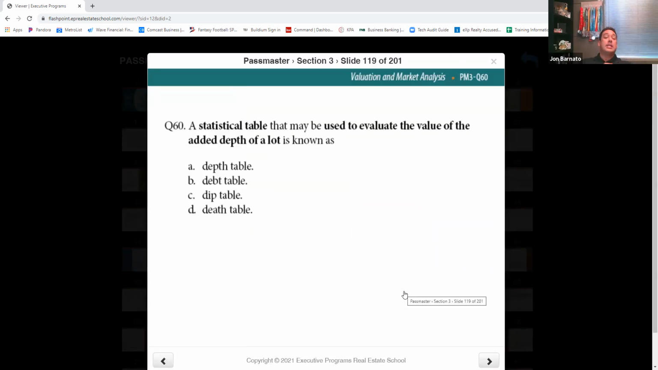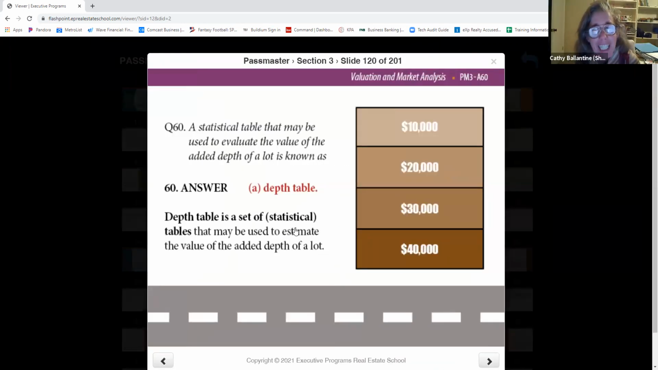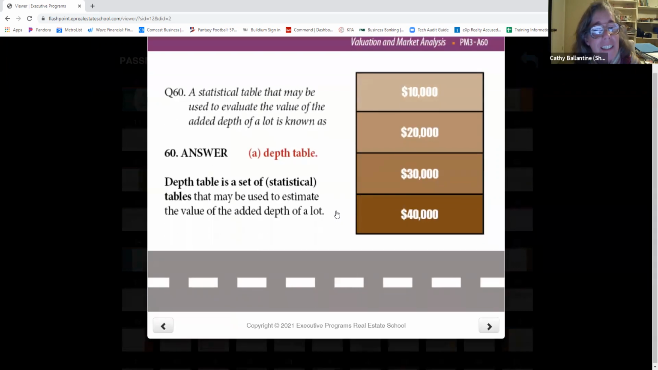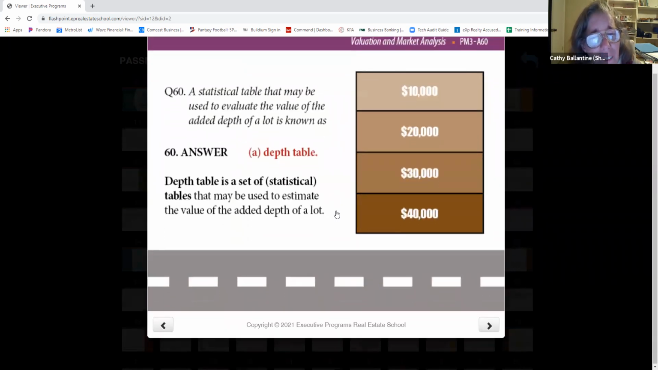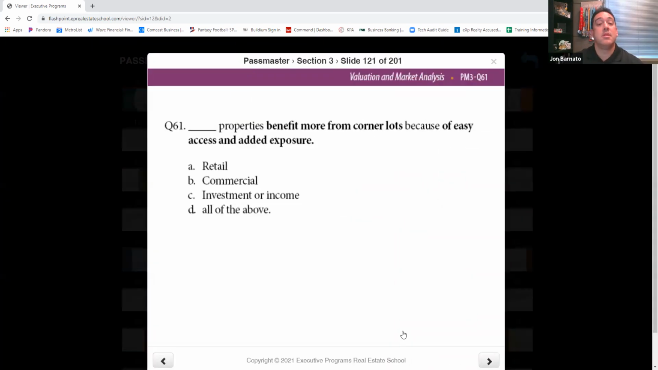A statistical table that may be used to evaluate the value of a depth of a lot is known as added depth to a lot. So we're going to add depth to the lot. What do you call it? A depth table. One is obviously not right. I have actually never seen a depth table. So you have to Google it.